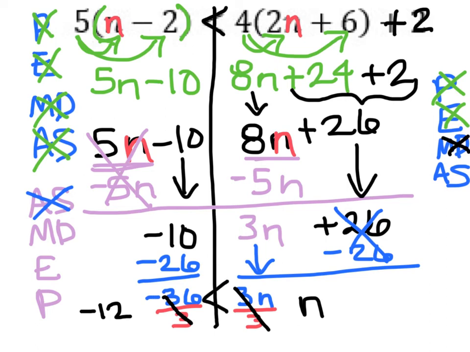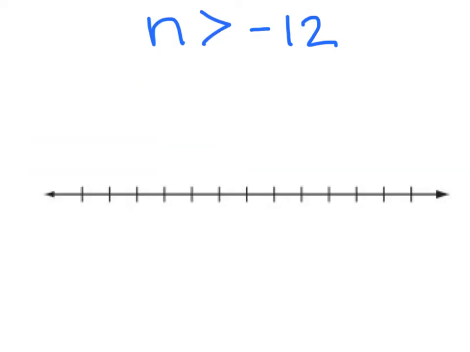We'll have negative 12 is less than n. We always like our variables to come first, so we're going to flip the entire thing, just completely reverse it, and that will give us n is greater than negative 12. So n is greater than negative 12.